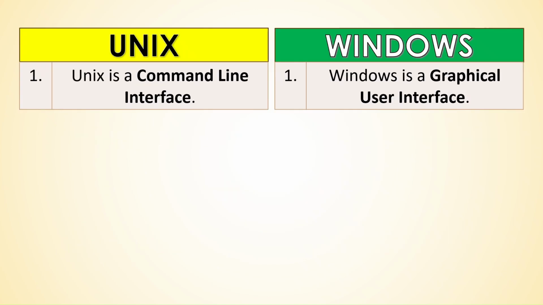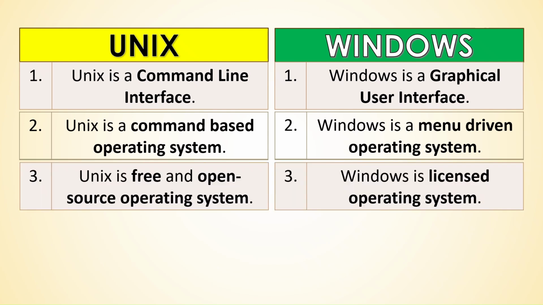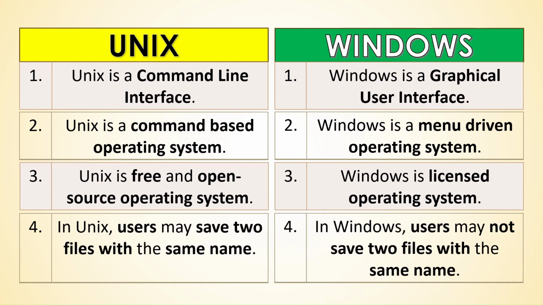Unix is a command-line interface. Windows is a graphical user interface. Unix is a command-based operating system. Windows is a menu-driven operating system. Unix is a free and open-source operating system. Windows is a licensed operating system. In Unix, users may save 2 files with the same name. In Windows, users may not save 2 files with the same name.